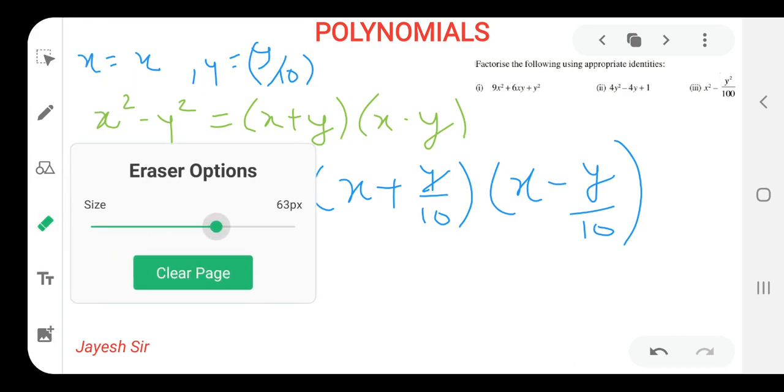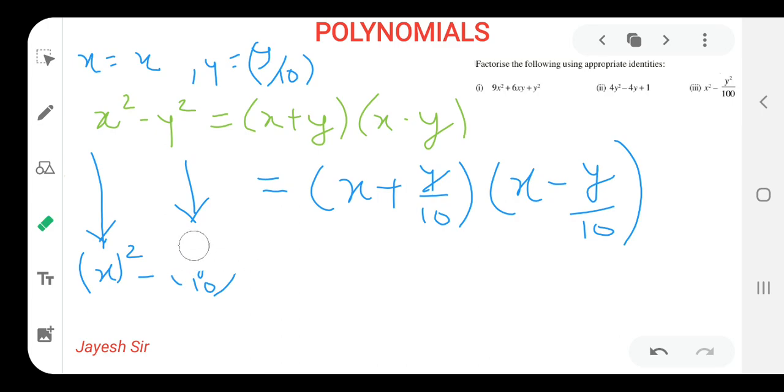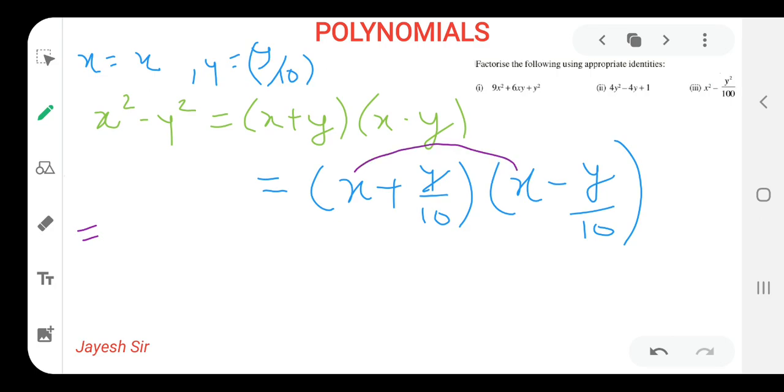Yes friends, we'll try to solve it further so that we can obtain the given question and verify whether we have obtained the correct answer or not. This type of sum I have already taught you: x should be multiplied first with this x, then with minus y by 10. So let's try to solve it.